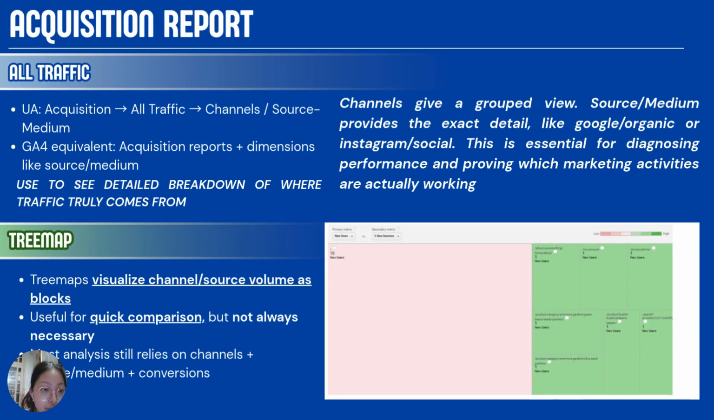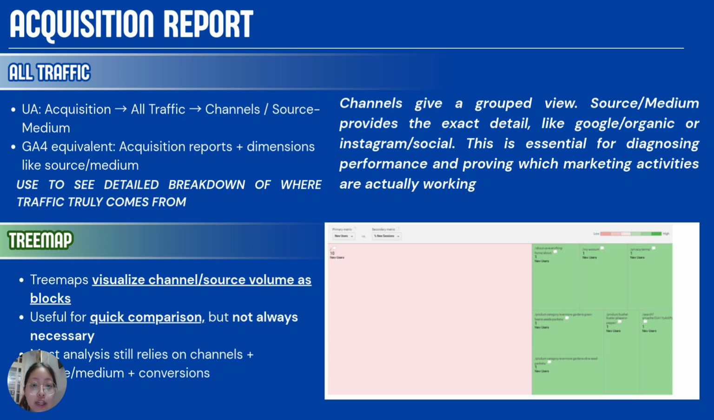Next one is all traffic. So for UA acquisition, move to all traffic. Next, move to channels or source medium. For GA4 equivalent, so the acquisition reports plus dimensions like source and medium. This is used to see detailed breakdown of where traffic truly comes from.